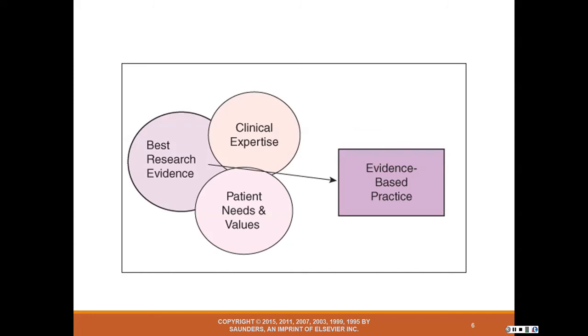This diagram is very useful for understanding evidence-based practice. So the three circles here, they're interacting circles, so one influences the other, right? These are the elements of evidence-based practice. The best research evidence comes from synthesizing the findings of multiple quality studies to address a practice problem. So the elements of evidence-based practice are the best research evidence, clinical expertise, and patient needs and values. All of this goes into making evidence-based practice.